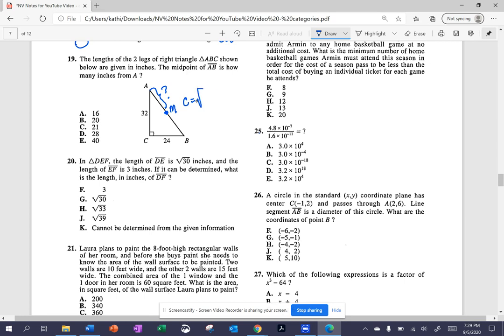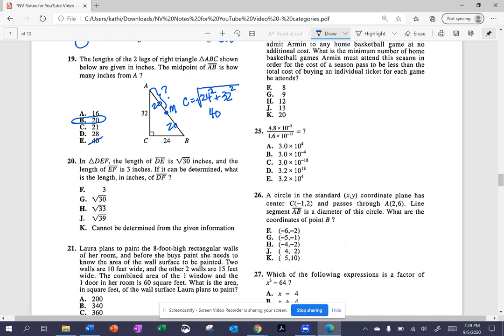So the hypotenuse is going to be 24 squared plus 32 squared, and taking the square root. So I get the hypotenuse is 40, and this is the midpoint, so this is going to be 20 and 20. So make sure you know that I am not finding the hypotenuse. I'm finding what's the midpoint of the hypotenuse, which is 20.